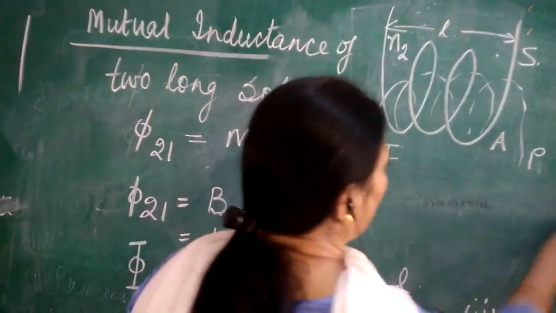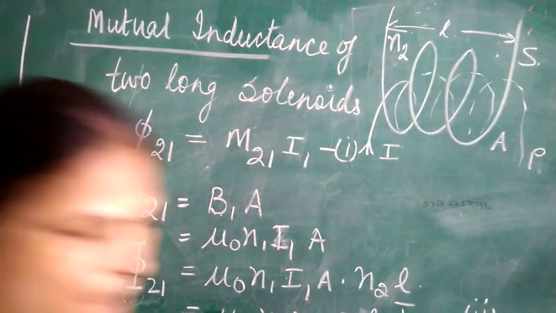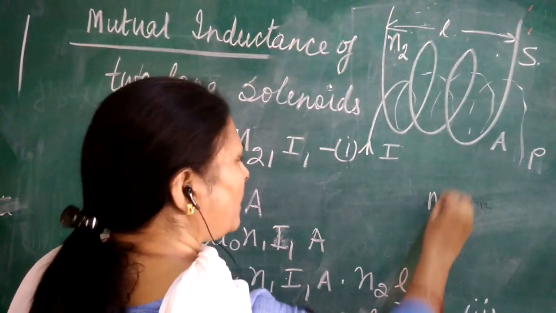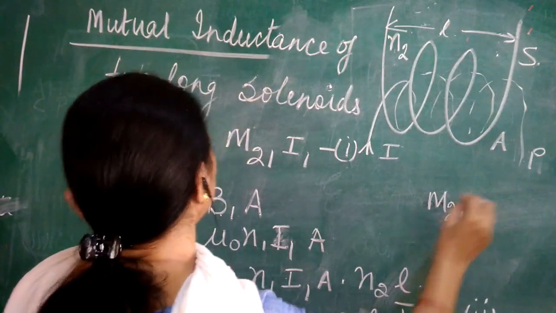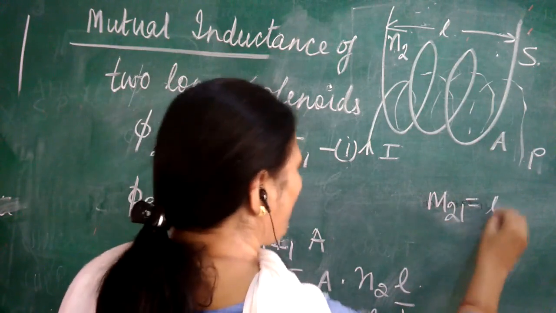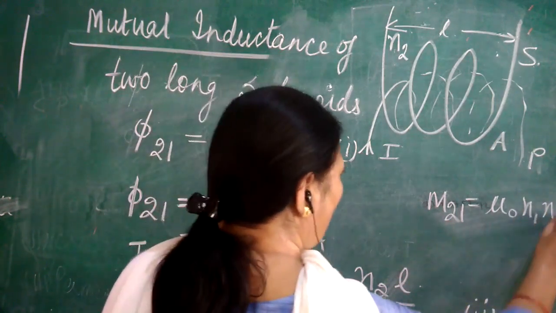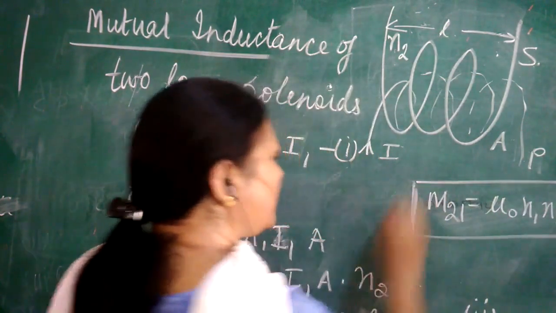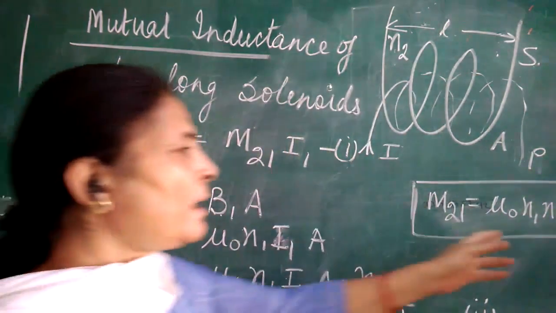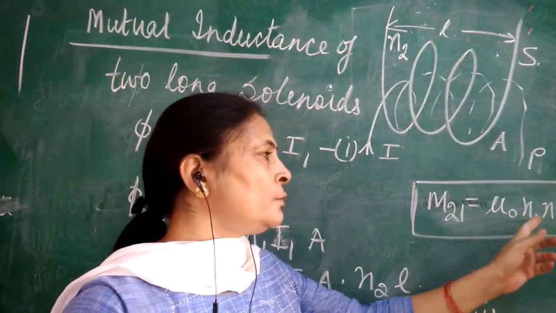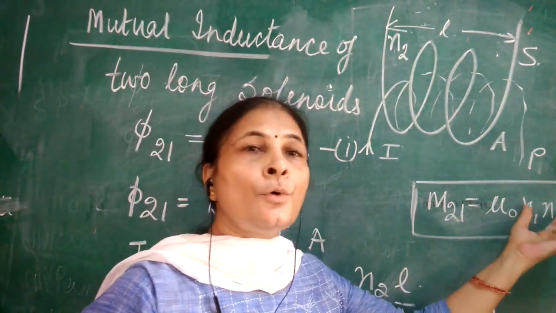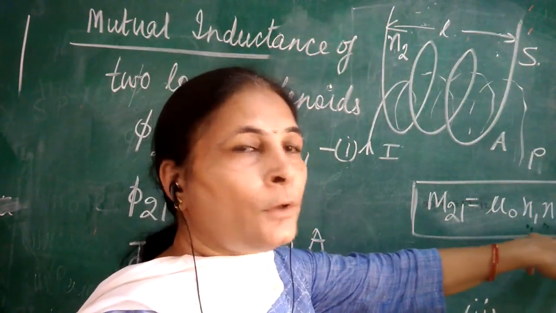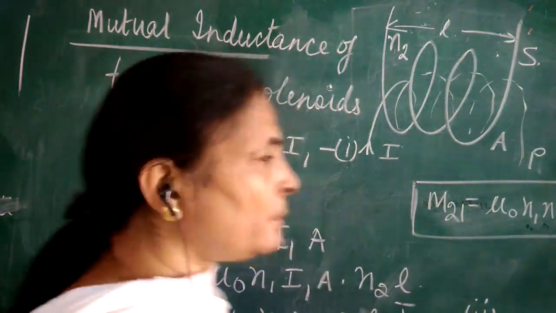Now compare equation 1 and 2. Comparing equation 1 and 2, you will get M21 is equal to mu naught N1 N2 A L. And you can just see the only difference between L and M is that there you had N squared, and now here you see that the number of turns of the two coils are also introduced. For both of them we have different numbers of turns, and therefore both the numbers of turns have appeared in the formula.